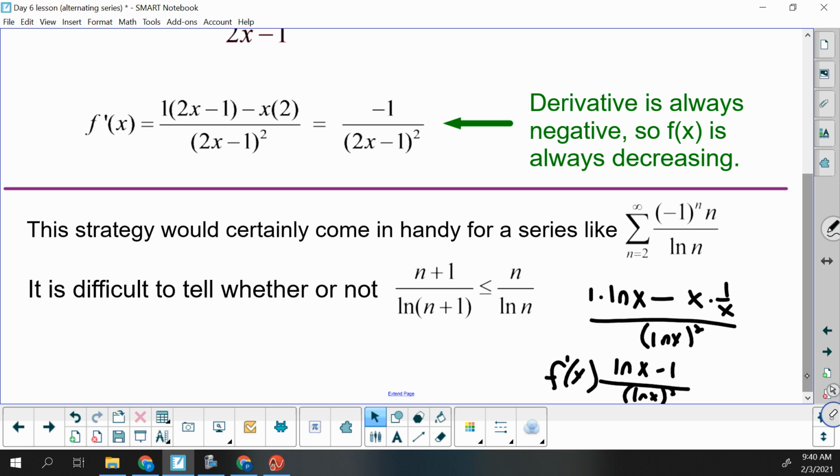Another way to think of it is natural log grows really slow. Natural log looks like that. n is like y equals x. It looks like that. So your numerator is going to grow a lot quicker than your denominator. So that's another way you can determine that the alternating series test would not be available here.